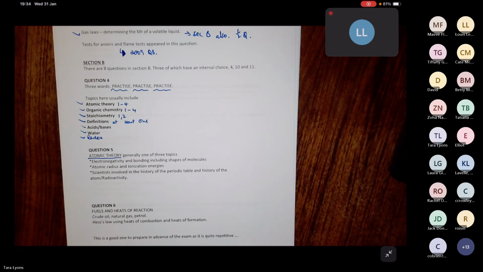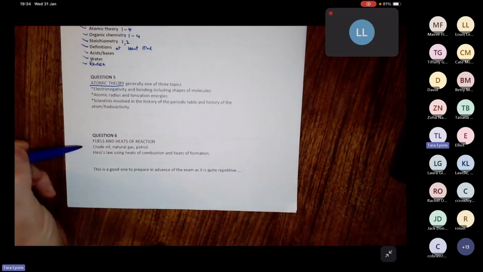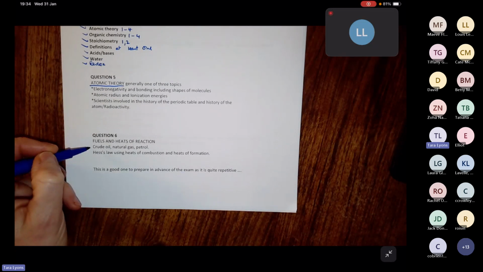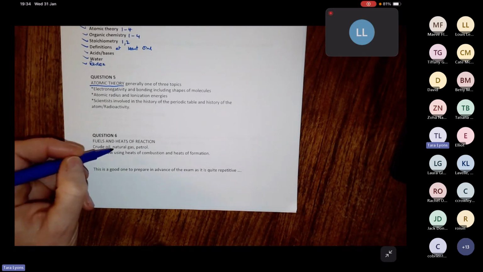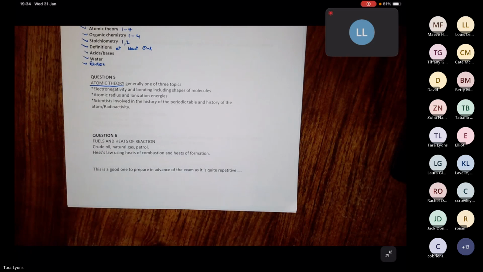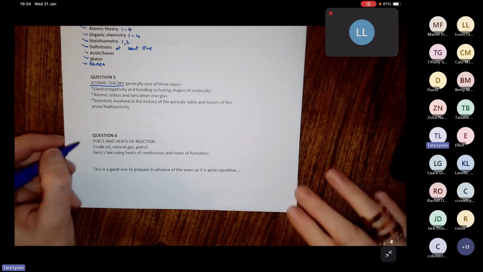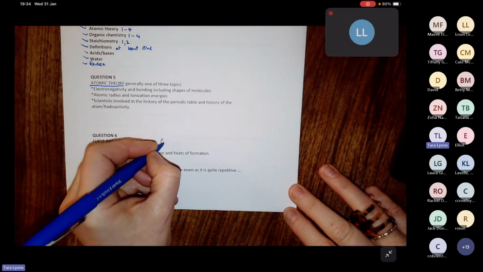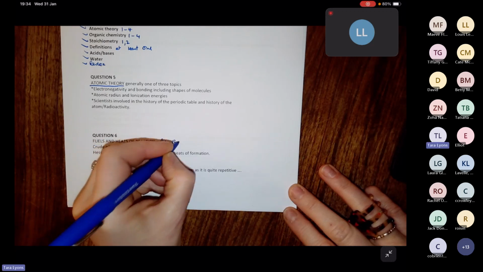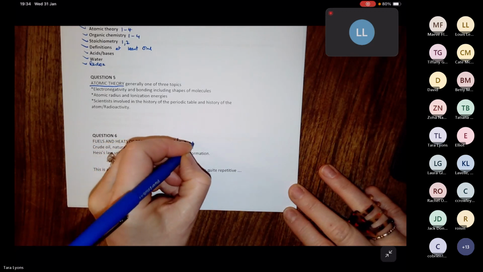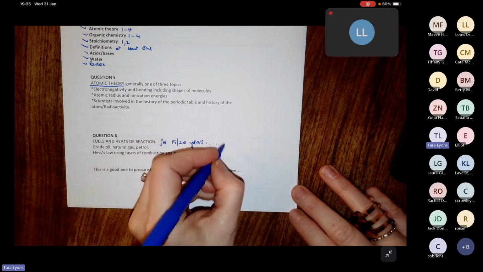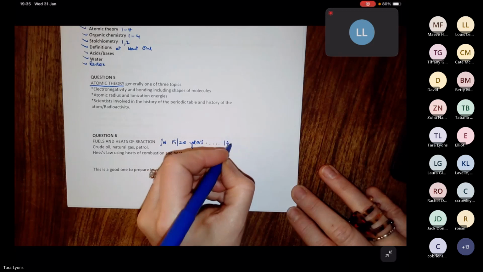Question 6, fuels and heats of reaction. So your fuels, this is from organic chemistry, your crude oil, your natural gas, your petrol. So fuels and heats of reaction is the name of the question. Now, it has been fuels and heats of reaction for 19 years out of 20. And it has been fuels and heats of reaction for the last 17 years.